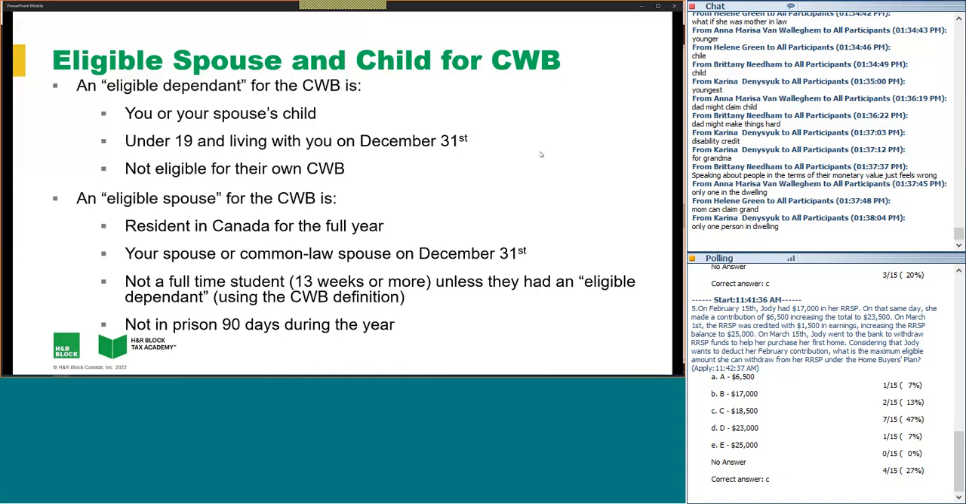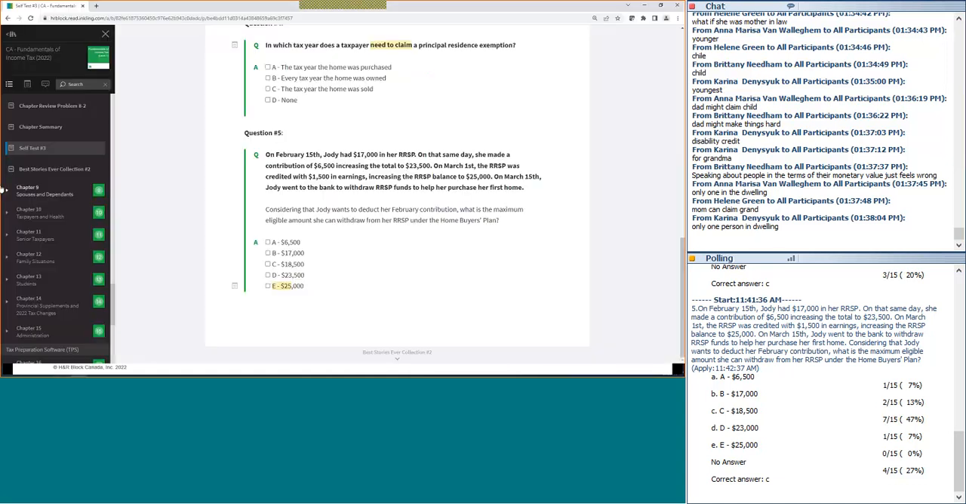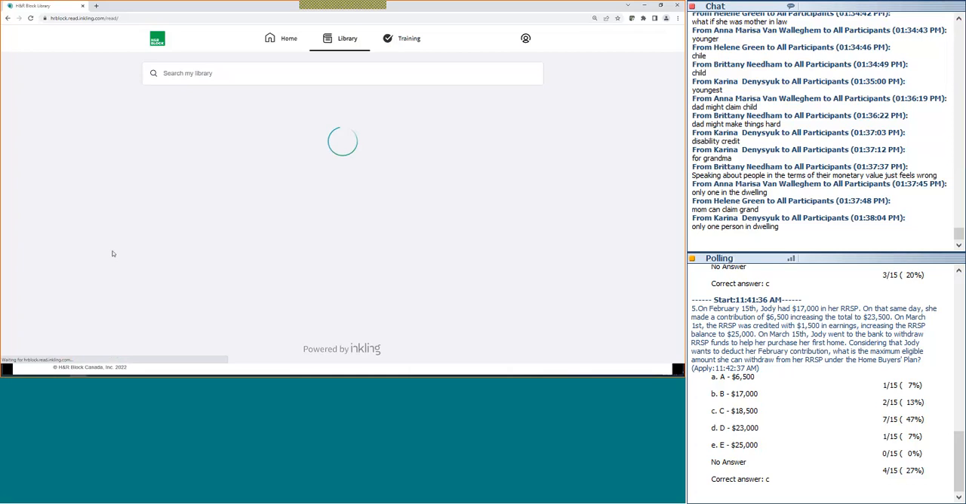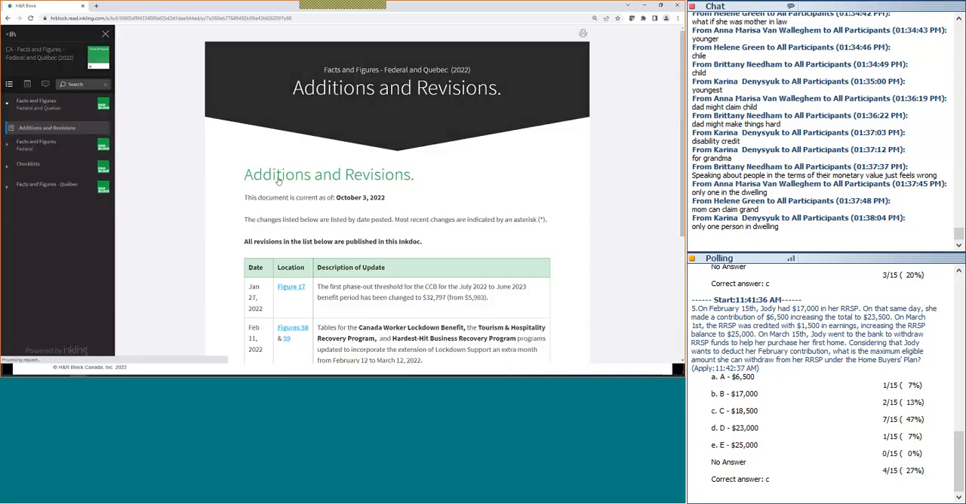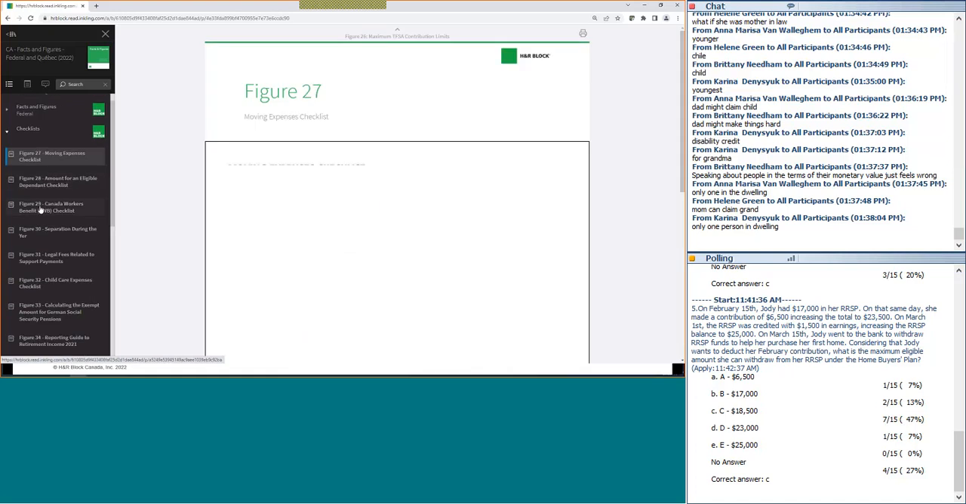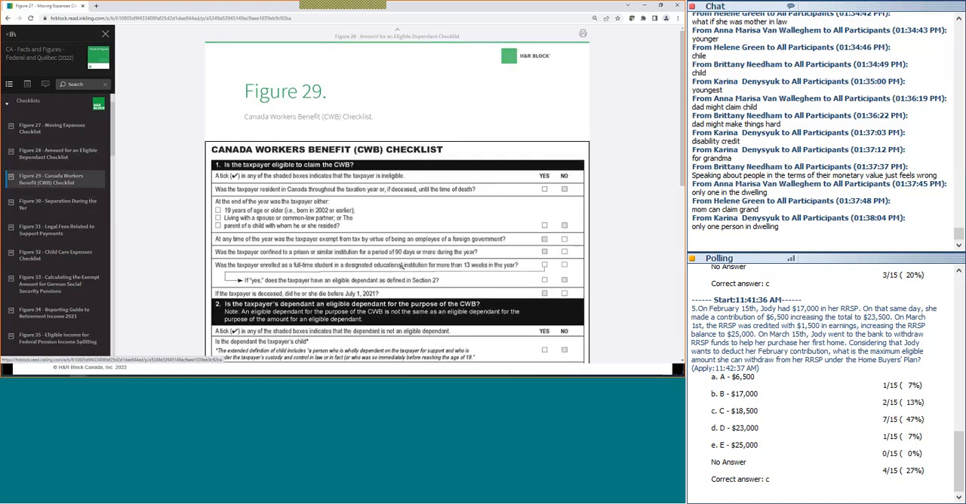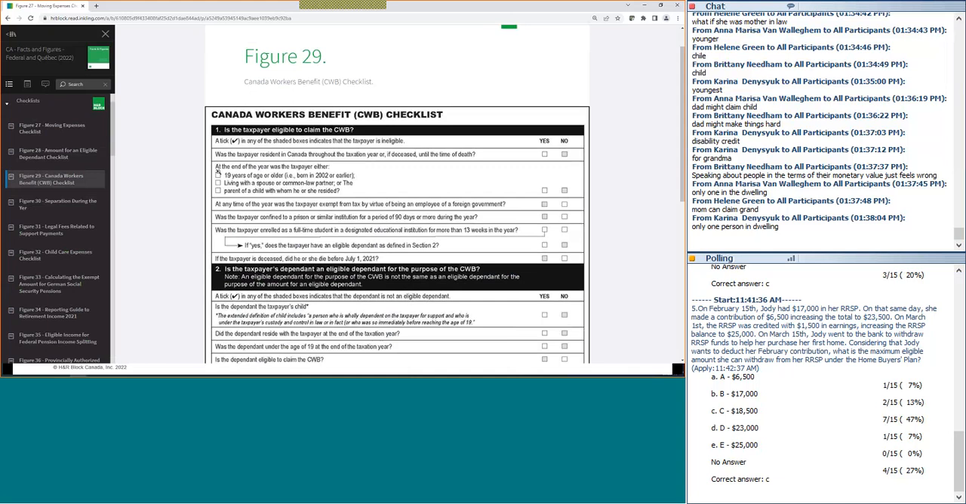What I will say that you can do for your own studying, because you don't have the slide in your package, there are 2 resources for you for Canada Workers Benefit. One is the Schedule 6 itself. If you look at a Schedule 6, these rules are very clearly explained. And even better than that, in our Facts and Figures book, we have a checklist. If you haven't found this book yet, I'm telling you, it is such a good book. In the checklist, you have a Canada Workers Benefit checklist.